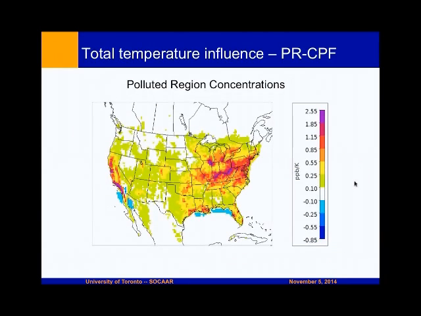So all this is nice and fine, but what do we really get out of this? The interesting thing here, to me at least, is that if you look at areas that are really significant, this is the total polluted region climate penalty factor. If you look at the areas that are very large, those are really NOx-rich regions, and to a large degree because of the behavior of the water vapor, but also because of increased effectiveness of biogenic VOCs in producing ozone in those areas.